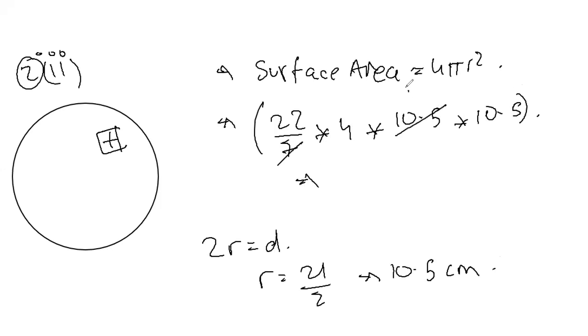7 into 1.5 is our 10.5, and 22 into 4 into 1.5 into 10.5 will finally be 1386 centimeters square. Add the unit, don't forget to add the unit. So then finally we move on to our next question.